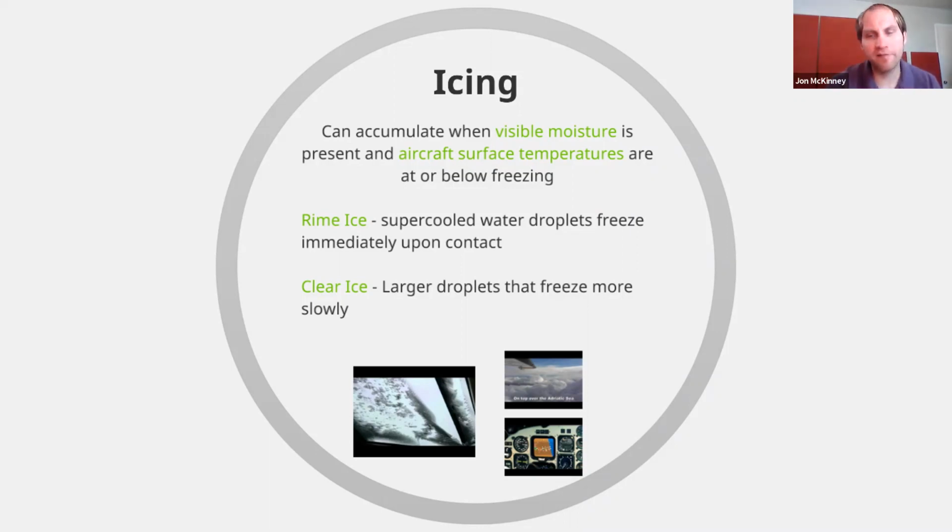Why is clear ice more severe? It's more dense, which means it's heavier. Clear ice runs back. So rime ice might predominantly form in the leading edge area. Clear ice can run back. They can call it runback ice, and that clear ice can cover a larger surface area of your wing. That clear ice is going to run back farther.